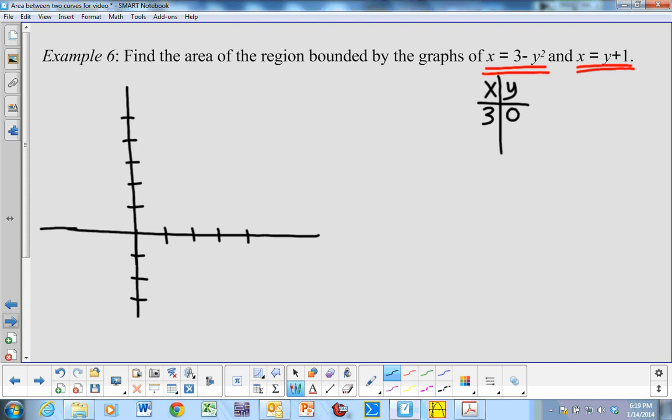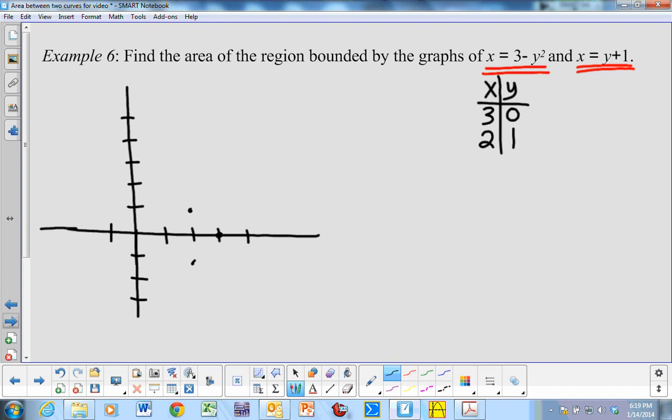So if I plugged in 0 for y, I would get 3 for x. If I plug in 1 for y, I get 2 for x. So let's start there. I have (3, 0), and I have (2, 1). Well, we should be able to see then that this is actually a parabola turned on its side.